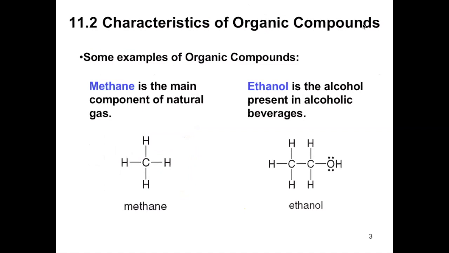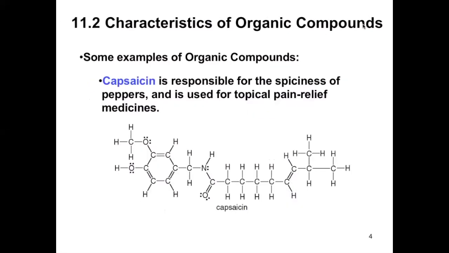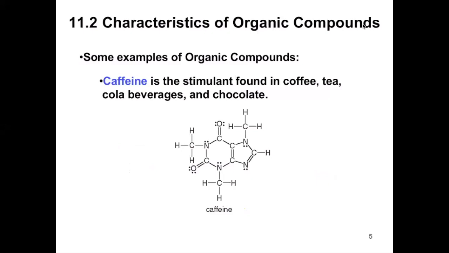And syempre, I know you are very familiar with ethanol, so they can be used as disinfectant, but they're also used in alcoholic beverages. Another example is capsaicin. This is the one responsible for the spiciness ng peppers. And ito yung kalimitang ginagamit sa topical ointment. We're very familiar with caffeine. So yung caffeine, particularly for humans, edi stimulant siya for the brain, and found in coffee, tea, cola beverages, and chocolate.